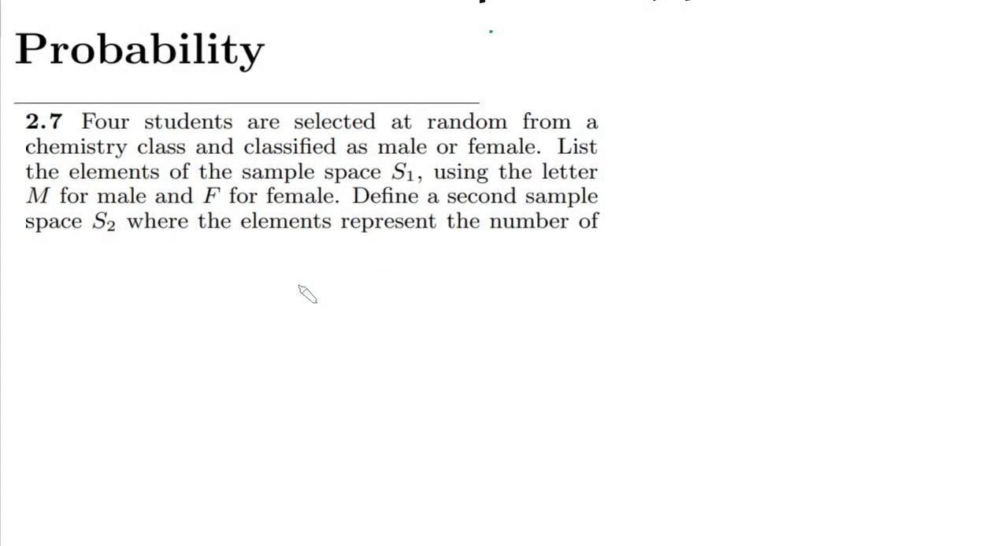So again, very interesting question here as well, and that is question 2.7 of the probability. So what is the statement here? 4 students are selected at random from a chemistry class. There can be any number of students in a chemistry class, and from those students we have to select 4 students and classify them as male or female. So either that would be male or female. List the elements of the sample space S1.